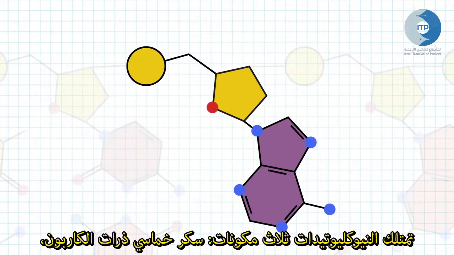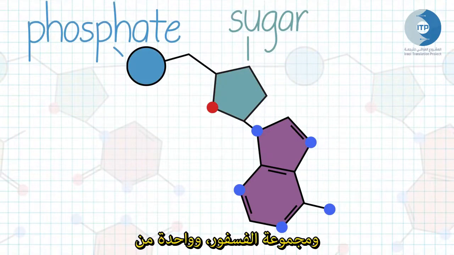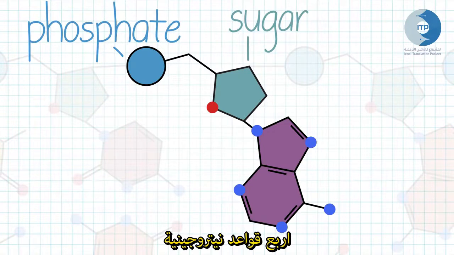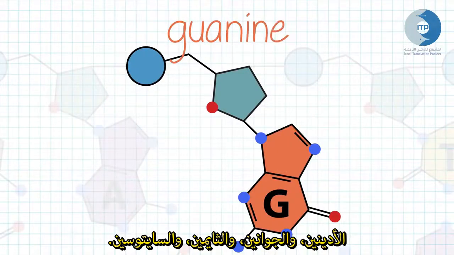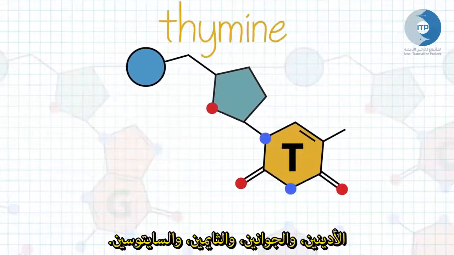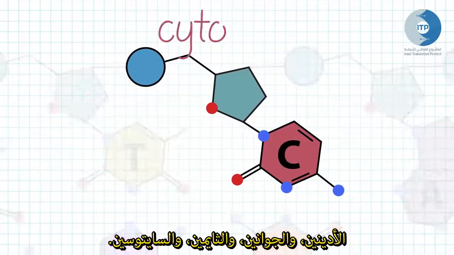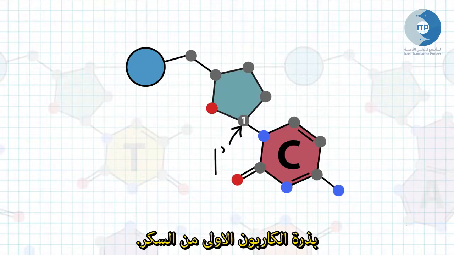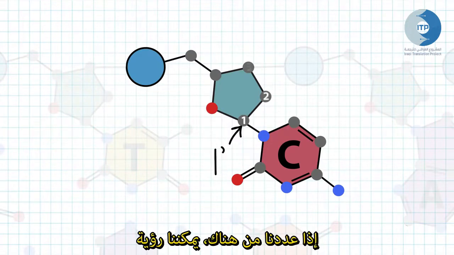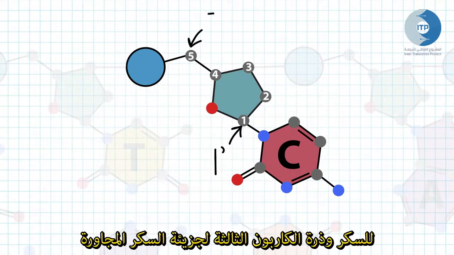A nucleotide has three components: the 5-carbon sugar, a phosphate group, and one of 4 possible nitrogenous bases: adenine, guanine, thymine, and cytosine. The nitrogenous base is always attached at the 1' carbon of the sugar. If we count from there, we can see that there is a phosphate between the 5' carbon of one sugar and the 3' carbon of the neighboring sugar.